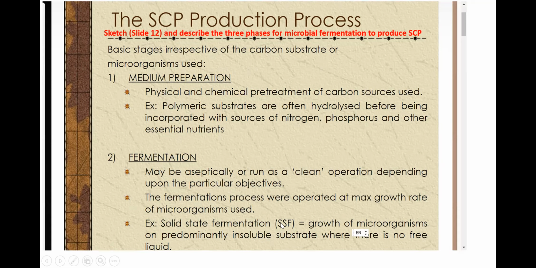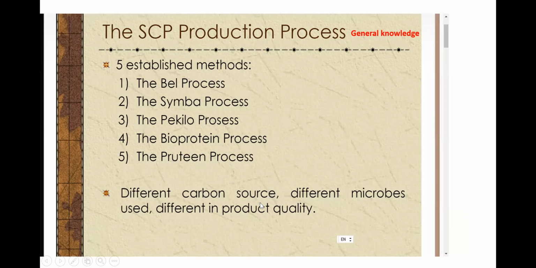And also I compared the SSF, solid state fermentation, with the submerged fermentation. So you have to elaborate, especially on the fermentation process itself, and this one is only for general knowledge. There are at least 5 major processes that have been established to produce SCP, and they all rely on different carbon sources, microbes, or different product quality checking.